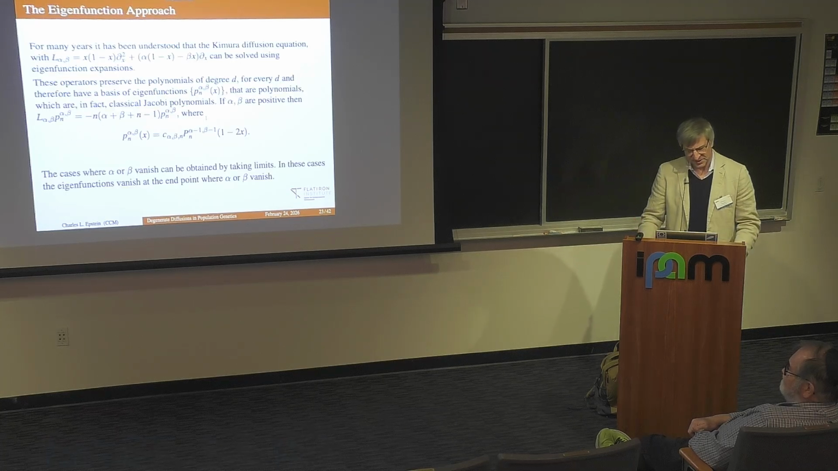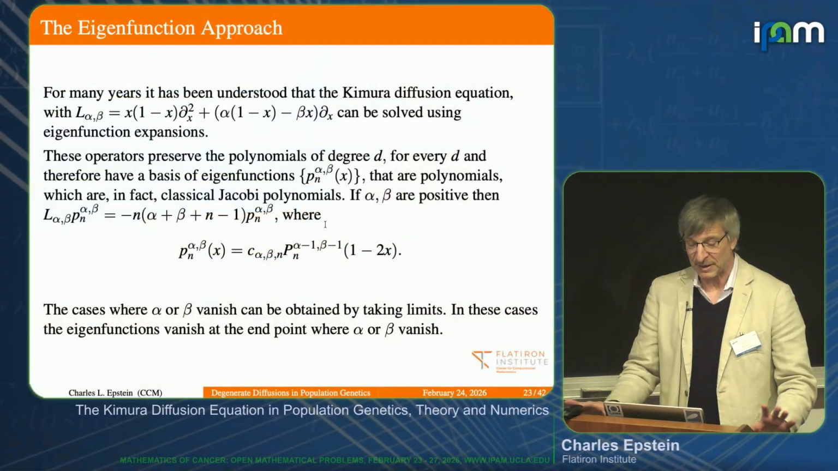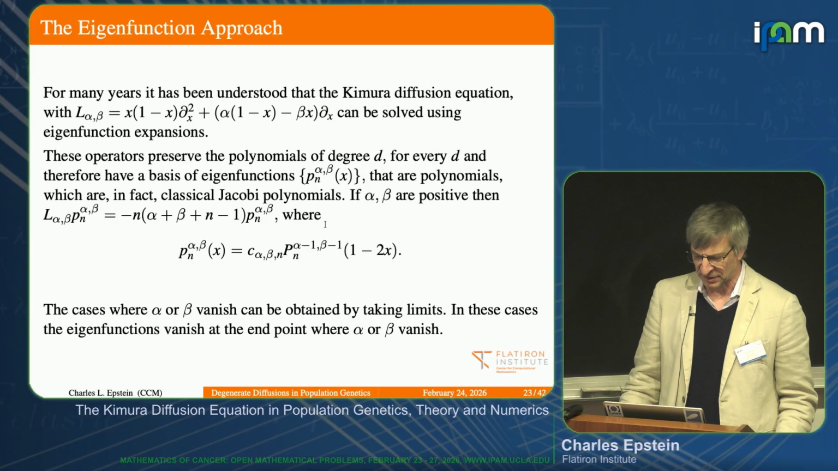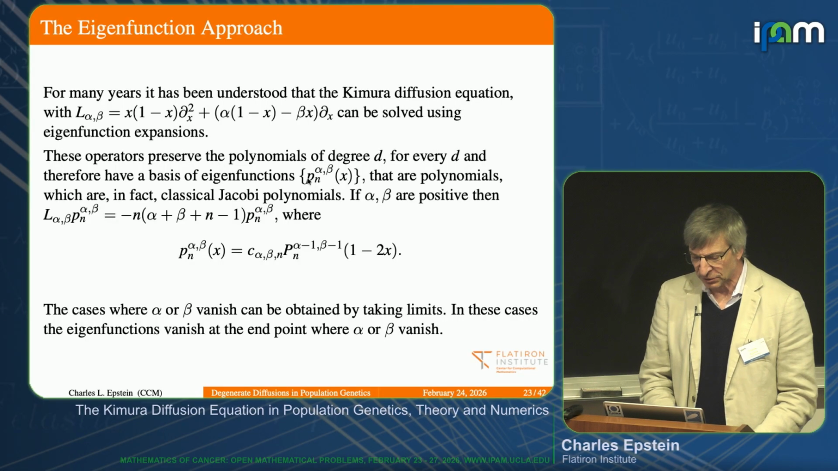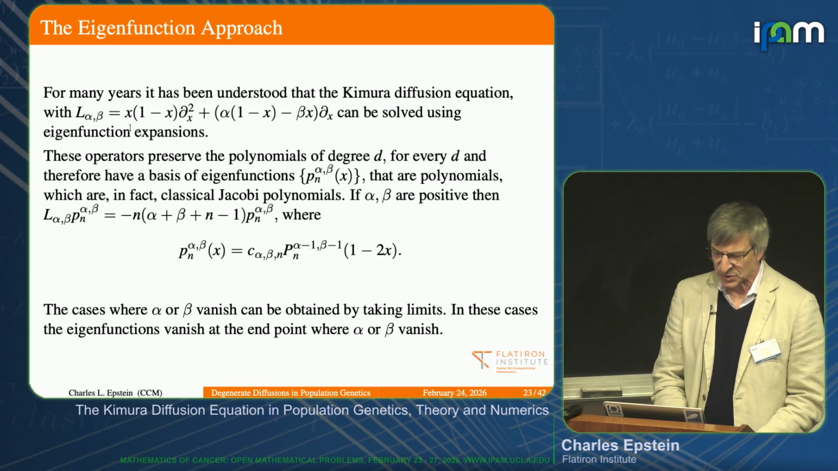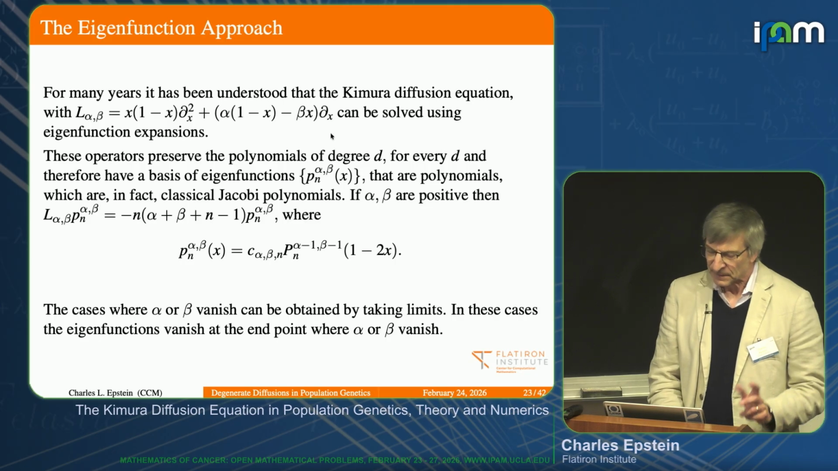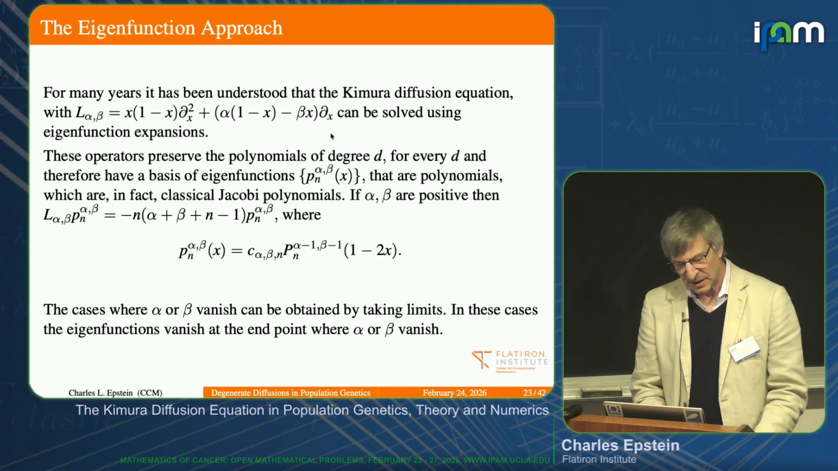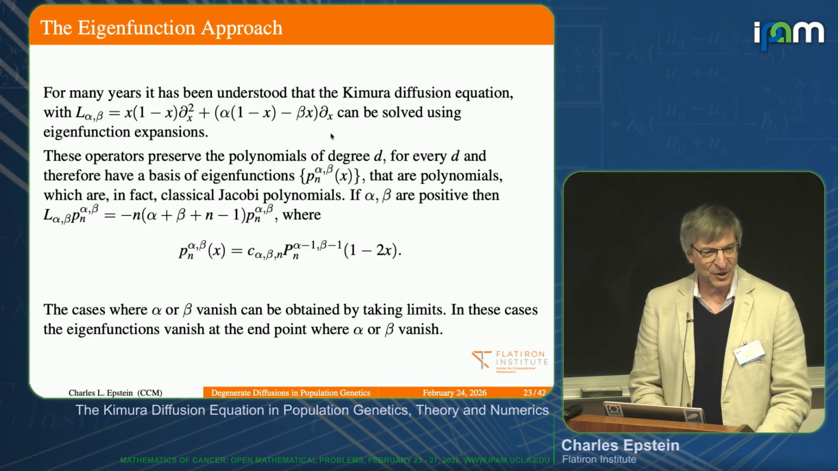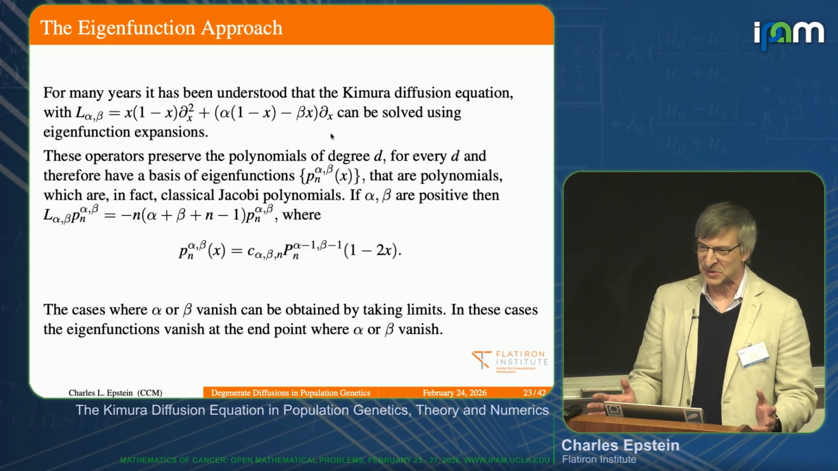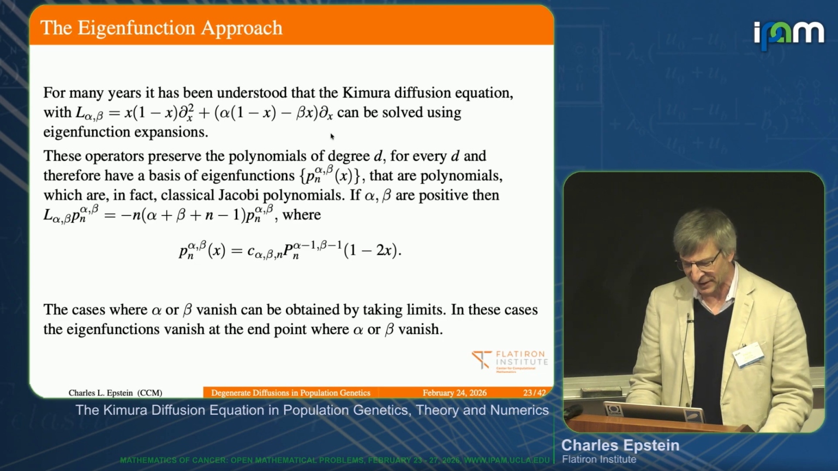OK, numerical methods. For many, many years, people have been solving the Kimura diffusion equation numerically. In particular, Kimura solved it himself. And as long as you're looking at just this piece here, x(1 minus x), with these two linear mutation terms, you look at that and you say to yourself, those operators map polynomials to polynomials for every degree. And then you say the eigenfunctions of that operator must be polynomials, because those are finite dimensional spaces. So we're just talking about finite dimensional linear algebra.